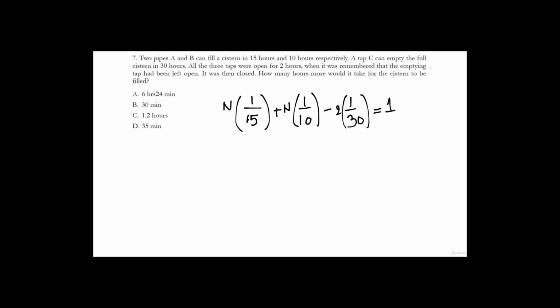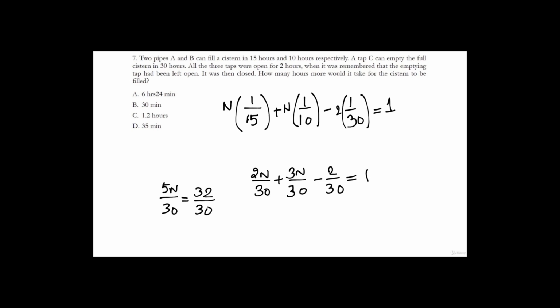All these combined together we get one complete tank. So the LCM of 15, 10 and 30 is 30 itself. So n by 15 will become 2n by 30, n by 10 will become 3n by 30, and 2 by 30, let us keep it as it is, all becomes 1. So when we solve this, what happens is 5n by 30 is equal to 1 plus 2 by 30, or 30 by 30 plus 2 by 30, which is 32 by 30.